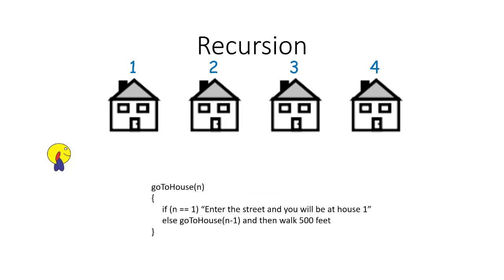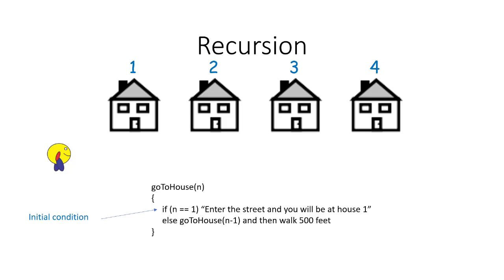Let's take a look at how we can do this with pseudocode. If we wrote a method, go to house n, n would be the number that you want to go to. So the first thing we're going to say is, if we're trying to get to house number 1, if n equals 1, then the directions are, enter the street, you're at house number 1. So basically you're done. But if n is not 1, what you want to do is go to the house prior to whatever you're trying to get to, and then walk 500 feet. As you can see, we're defining go to house in terms of the prior house, or a smaller version of itself. If you want to get to house 3, first you got to get to house 2, and then you walk 500 feet. The walking 500 feet is something that's constant every single time. No matter which house you go to get to the next one, you have to walk 500 feet.